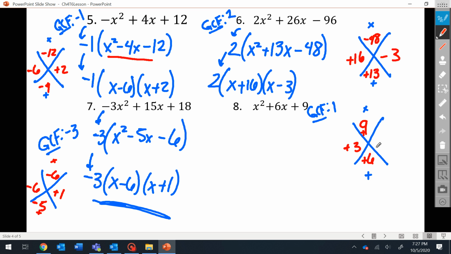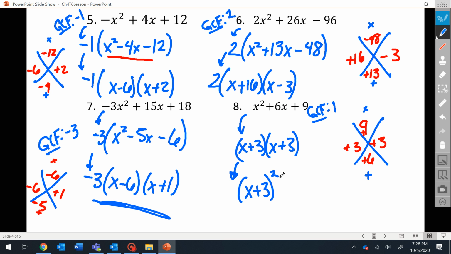So what we're looking at is positive 3 and positive 3. 3 plus 3 is 6. 3 times 3 is 9. So what this factors into is x plus 3 times x plus 3. But we wouldn't leave it like this because it's the same thing multiplied twice, and we have a symbol for that. We would write x plus 3 squared, because this is x plus 3 multiplied by itself 2 times. So x plus 3 squared.